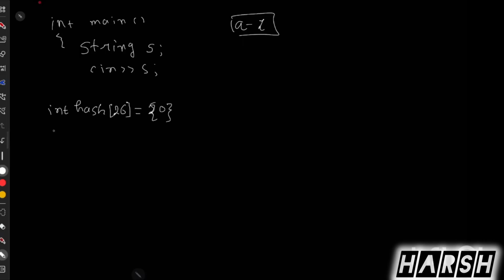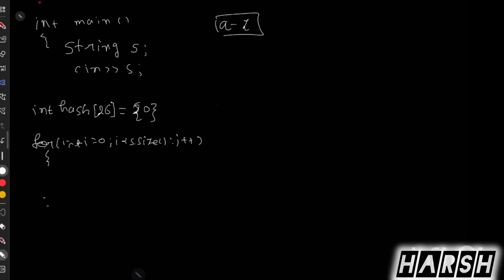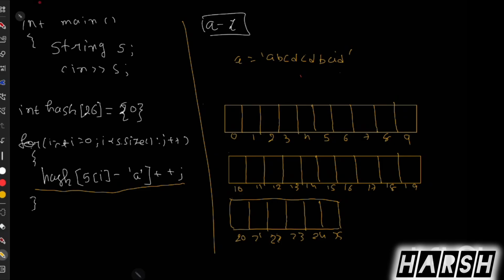Okay, what should I do next? I iterate in my string: for int i equals 0, i less than s.size(), hash of s of i minus 'a' plus plus. First of all, let's understand how this line works, and then we'll write the code. I created an array of length 26, which goes from 0 to 25.